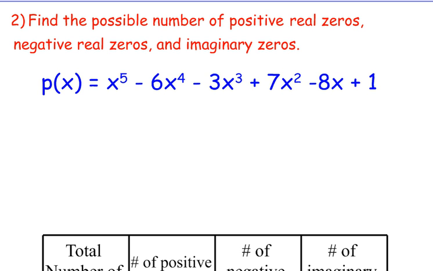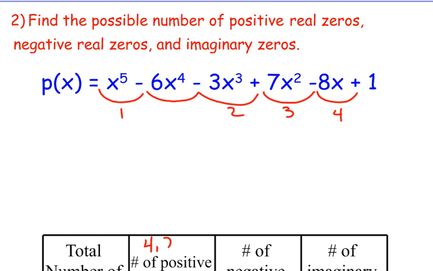Number 2 then, we're going to try that one. I go from positive to negative. So there's 1, no change. Oh, there's a change. There's a change, and there's a change. So look at that, I have 4. So for the number of positive roots, I have 4, 2, or 0. I'm going down by an even number.